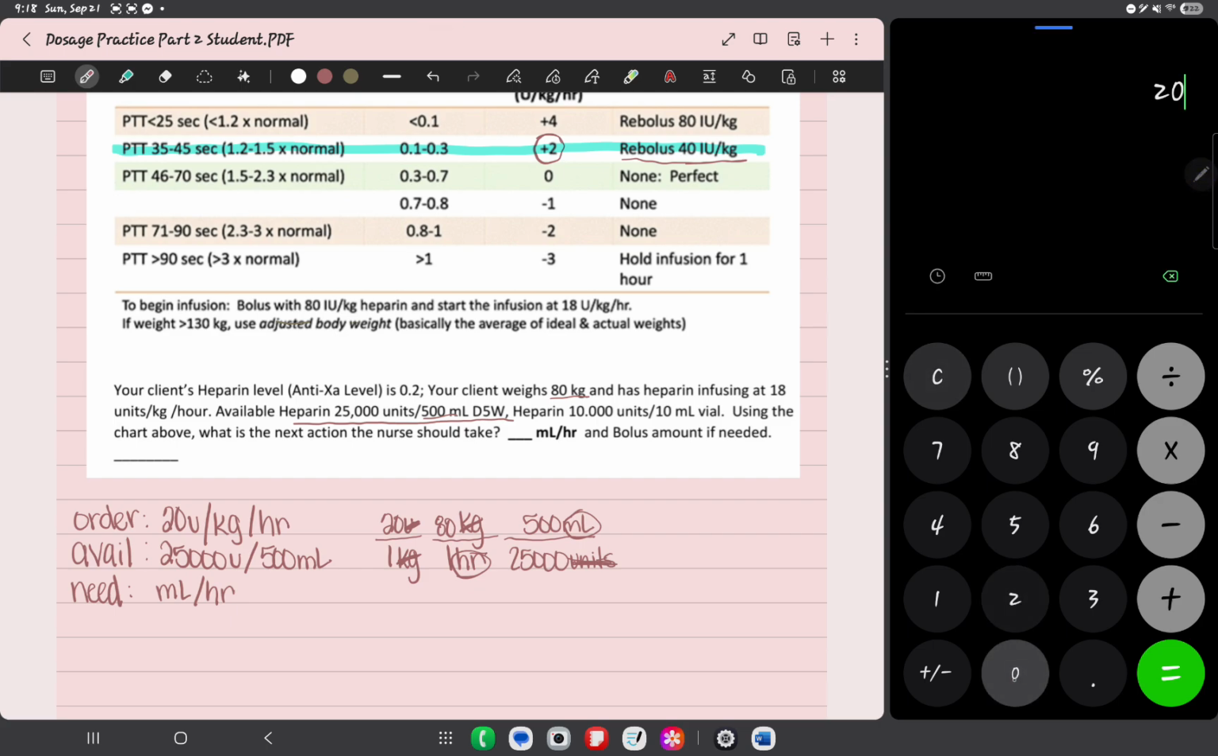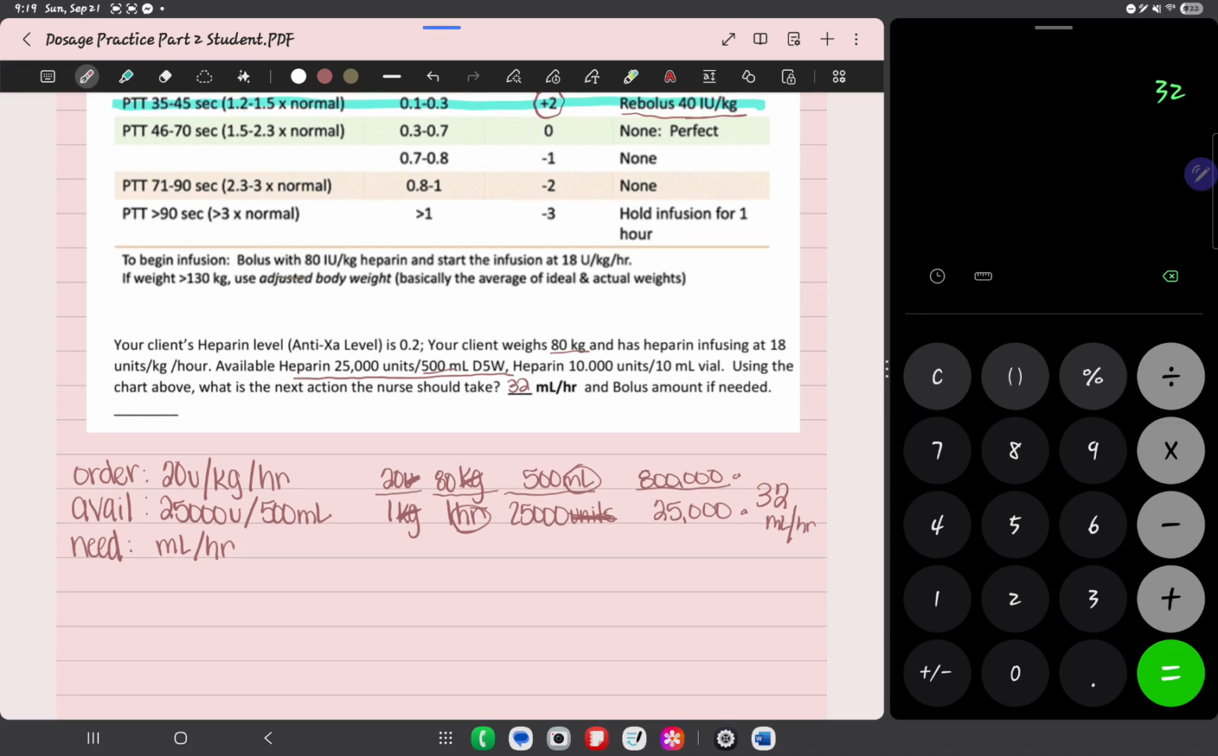So I'll come over here and do 20 times 80 times 500 equals, and that is 800,000. And then 1 times 25,000 is 25,000. And then you just divide this number by this number. So we're going to divide it by 25,000. And that is 32. And that's milliliters per hour. So that's what goes here.